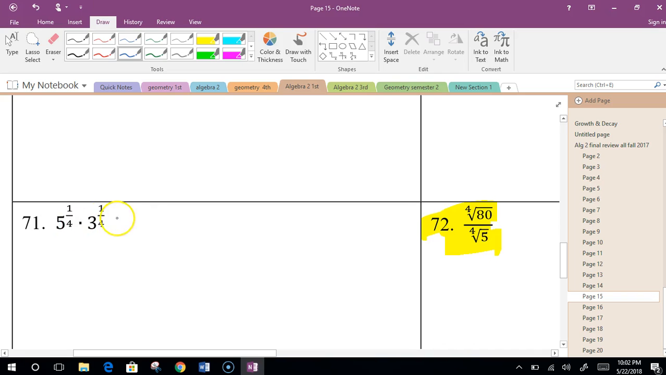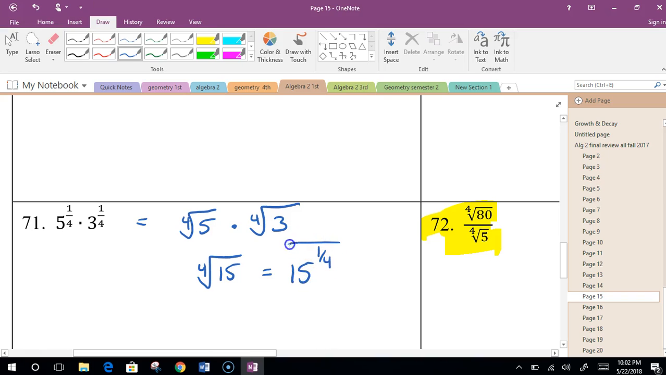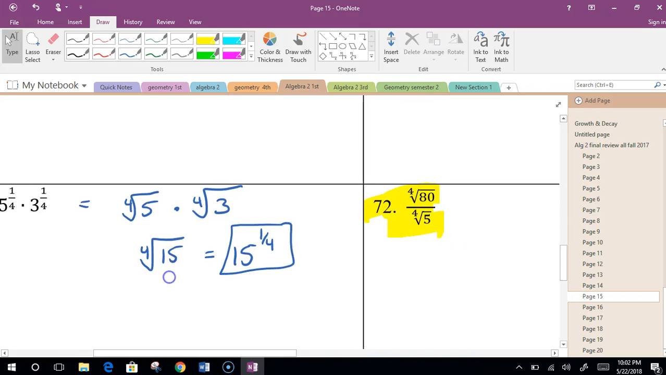When you have problems along these lines, remember a 1/4 power, this actually would be the equivalent of saying I have the 4th root of 5 times the 4th root of 3. Well, if these two had the same indexes but different radicands and they were being multiplied, we would say that this would be the 4th root of 15. Well, how would I rewrite that in fraction form? Would be 15 to the 1/4. Okay, can't be simplified from there, so you just leave it alone.